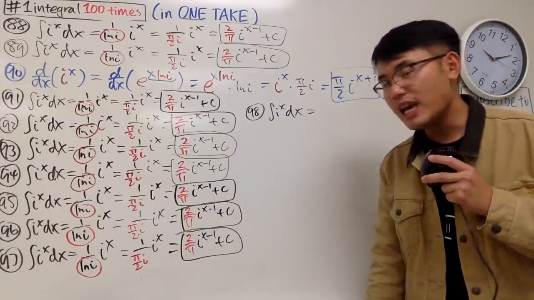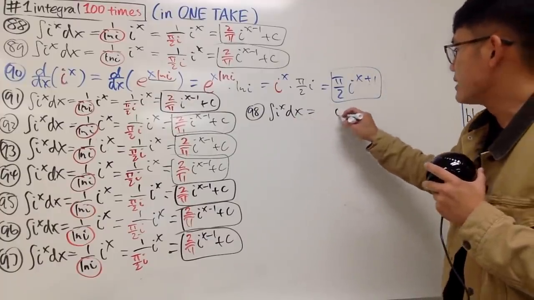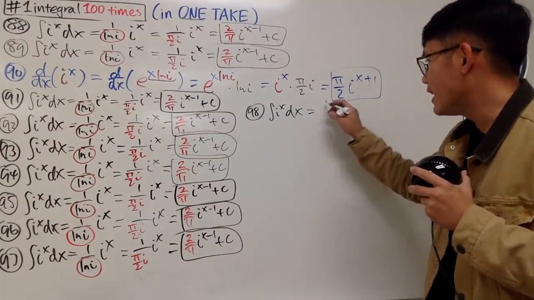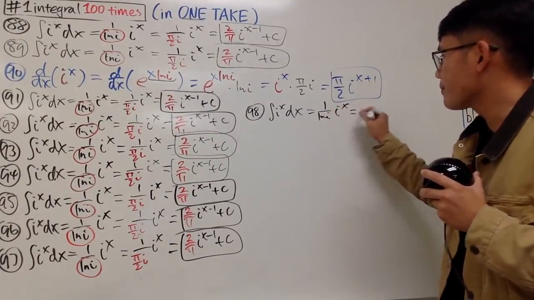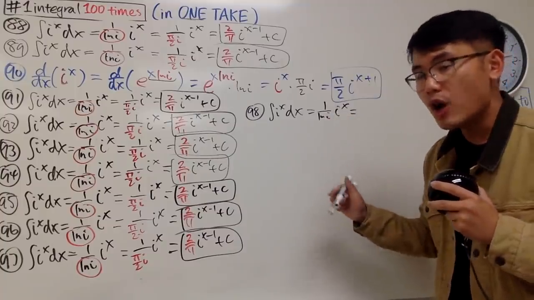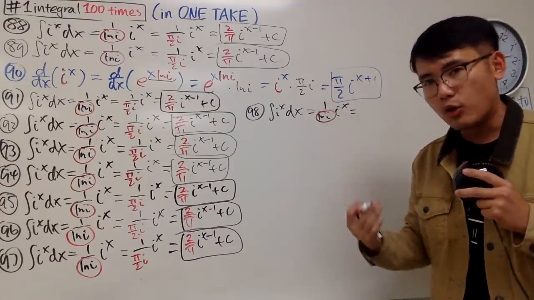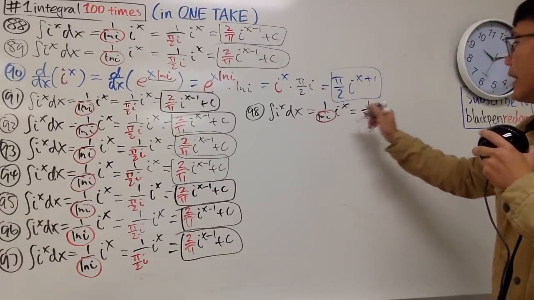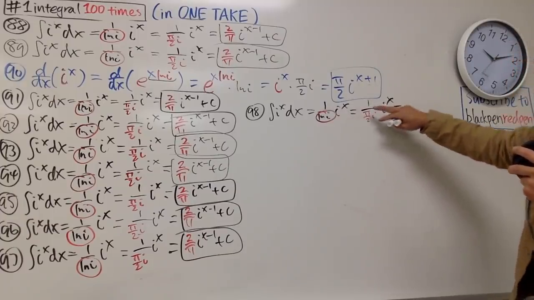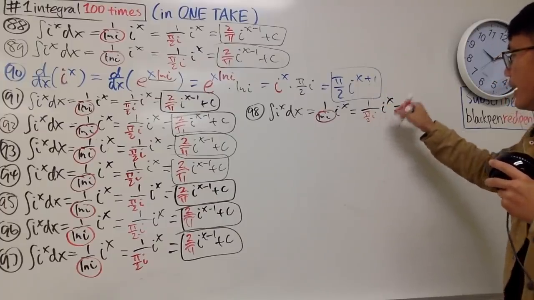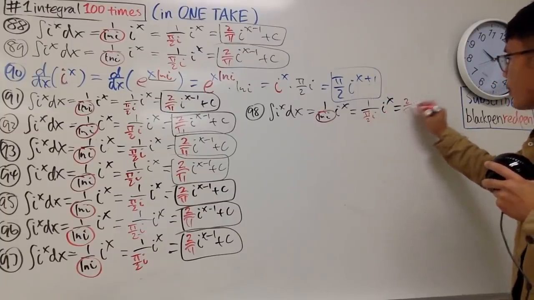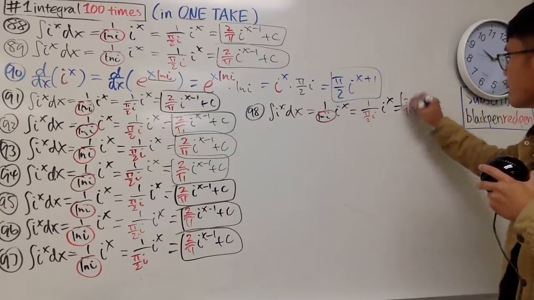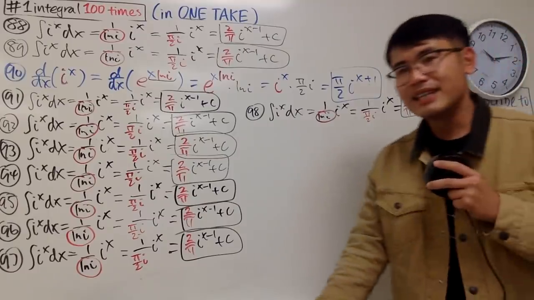This right here stays i to the x power, but the base is i, it's not e. So we have to divide it by the natural log of i. And we know the natural log of i is pi i over 2. So we get 1 over pi i over 2, and this is i to the x power. Do the reciprocal of this and subtract the exponents, and we get 2 over pi, and this is i to the x minus 1 power, and then we are done. So we can put a plus c like that.